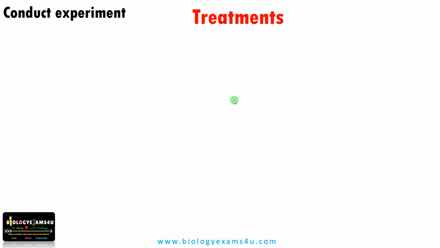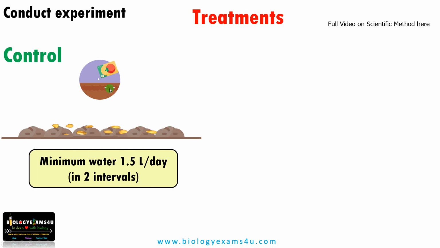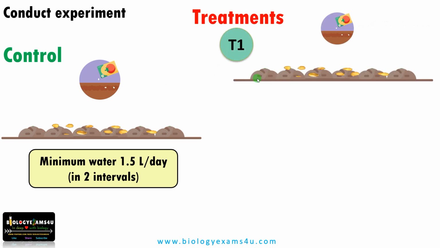While conducting the experiment, there will be a control where we'll be giving the minimum amount of water. Suppose the minimum amount of water required for tomato plant growth is 1.5 liters per day. We'll be watering in 2 intervals. In treatments, we'll be changing the amount of water.